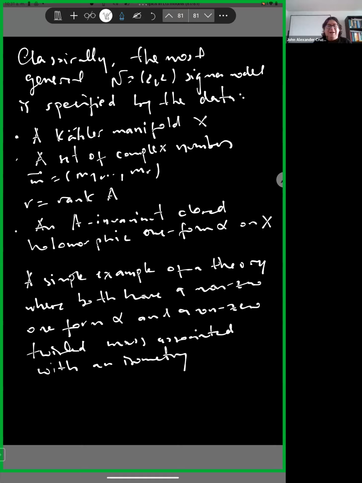Okay, so in that case, we will have the two things together, right? So the twisted mass is coming from this alpha, but also from the symmetry, so they should actually be compatible. So the example will be the following. You take X to be C^2, the complex plane. Here it's the standard Kahler metric.